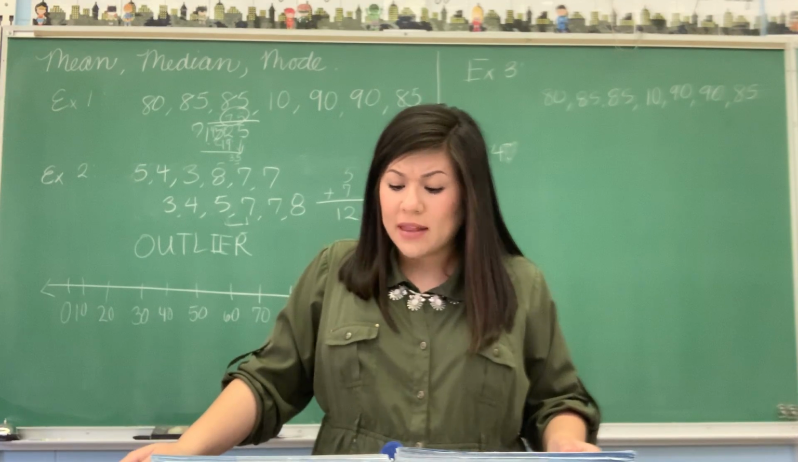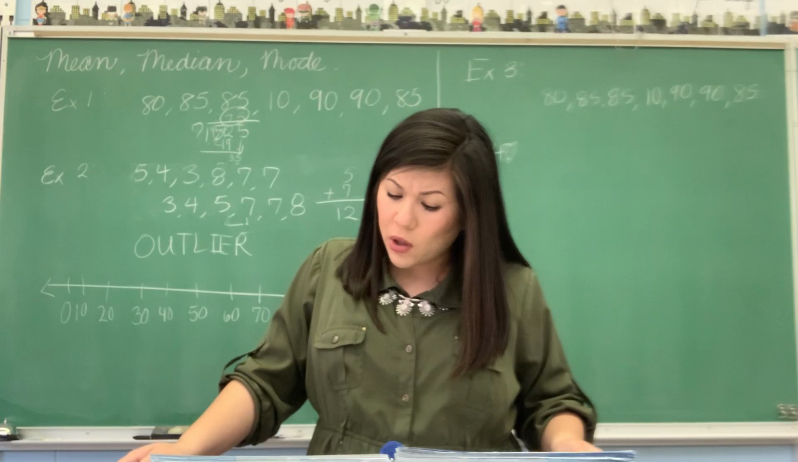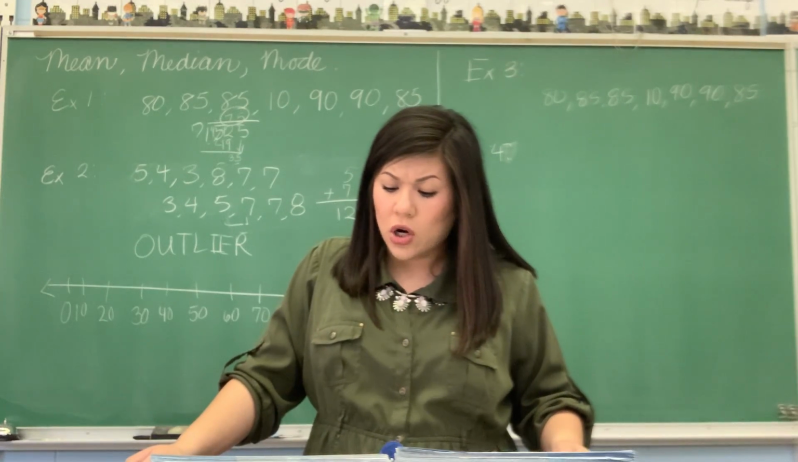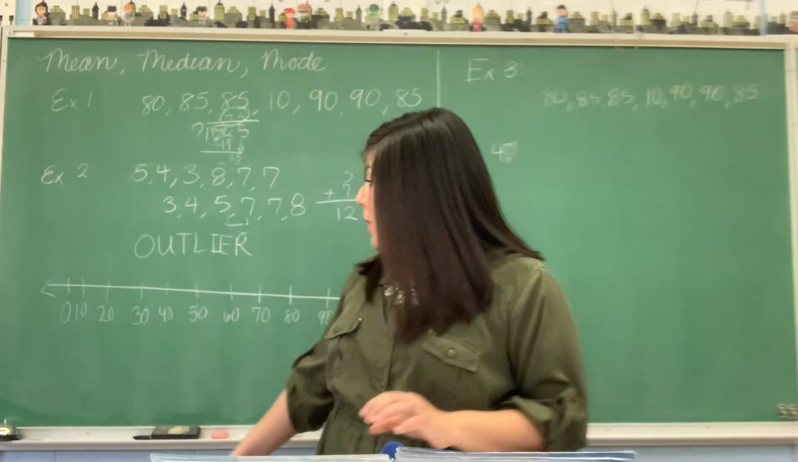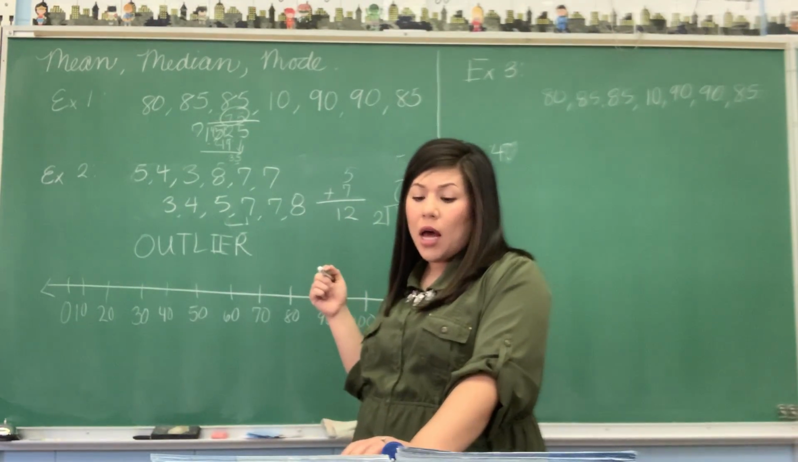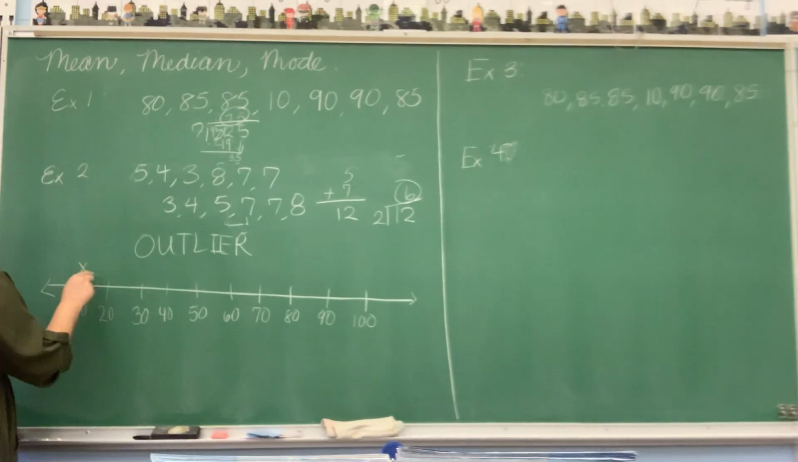Outliers sometimes affect the mean while having little or no effect on the median. Below we have placed these scores on a line plot. We see that most of the scores are close together. Now we're going to put an X on each number that is represented here. So here we have the number 10.